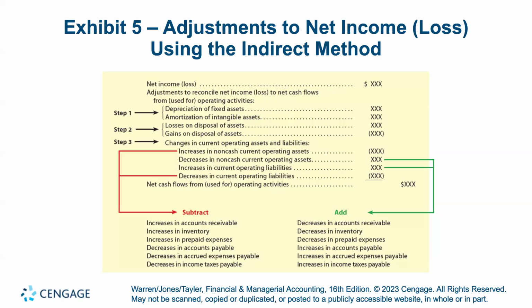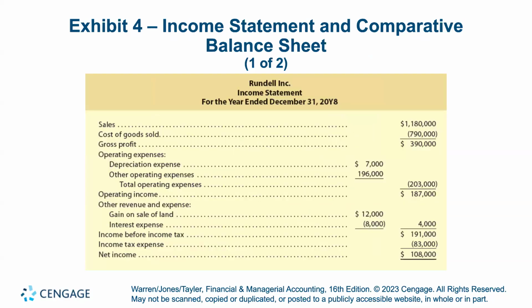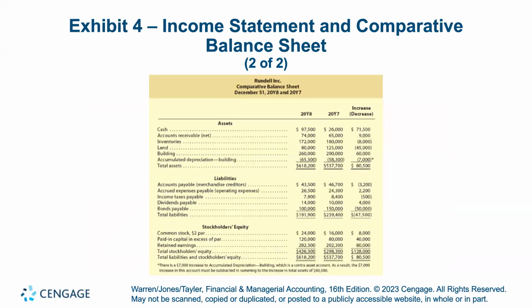All right. So I'm going to look at my income statement, and right here I see I have a depreciation expense of $7,000. So I'm going to add depreciation. How much was it? 7,000. That was step one. The same thing goes for amortization, if you've amortized things, which is like depreciation but has a different name.